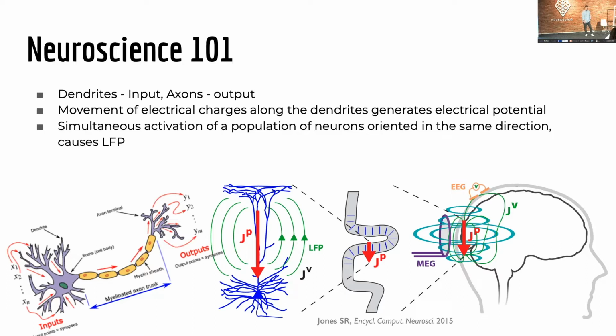And yeah, so simultaneous activation of a population of neurons oriented in the same direction causes LFP. And you could see that arrow over there, for example, when all of the neurons are directed in the same way, we could measure that with the EEG.